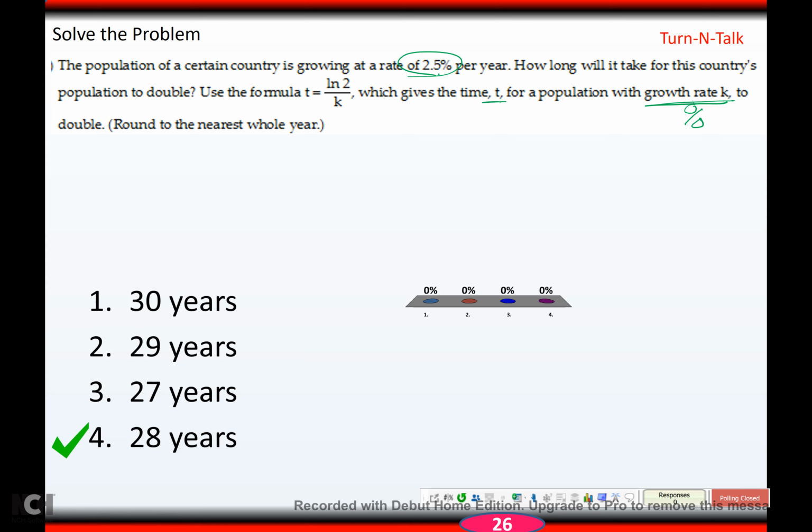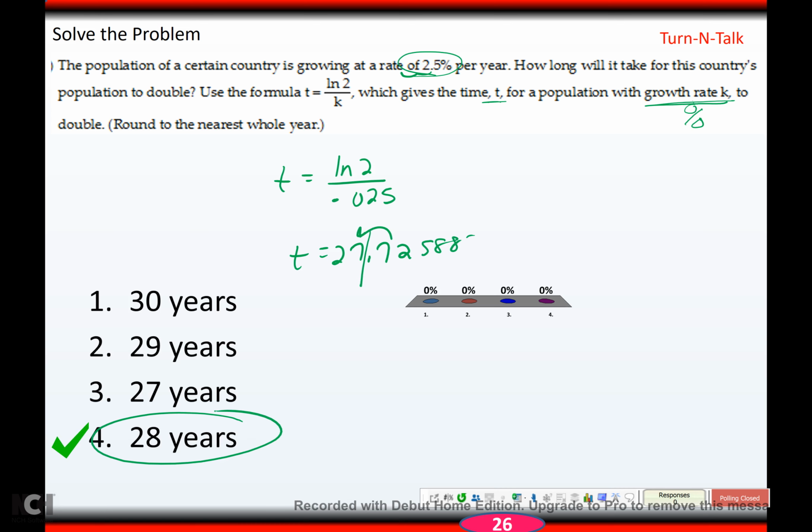Okay, so there's my k. We're going to plug that in. I have t equals ln of 2 divided by, and I do believe we have to make it a decimal, because it doesn't say in percent. So this would be 0.025. To solve this for t, we just type that in, and t is already alone. So we type in natural log of 2, and make sure you close your parentheses, divided by 0.025. And I get t equals 27.72588 and so on. To the nearest year, the 7 would round it up to 28 years.